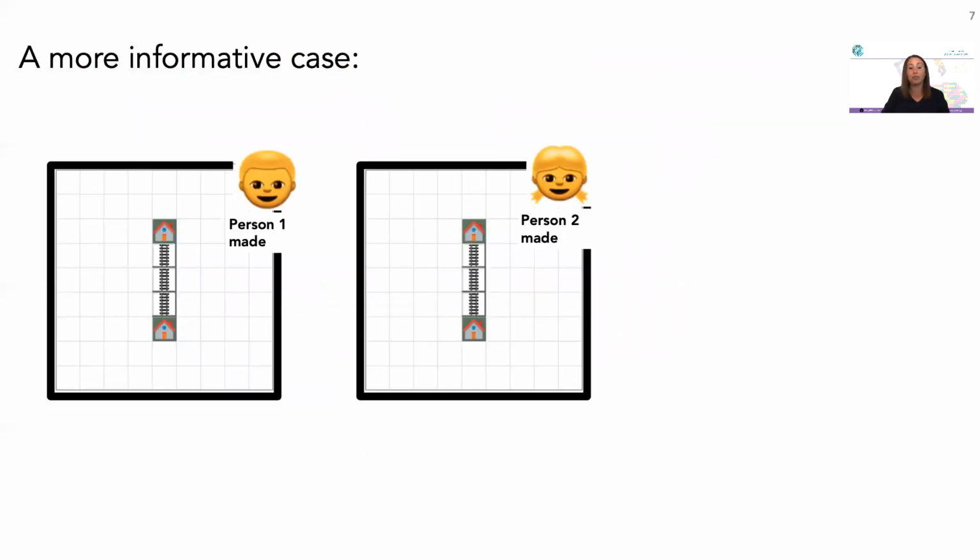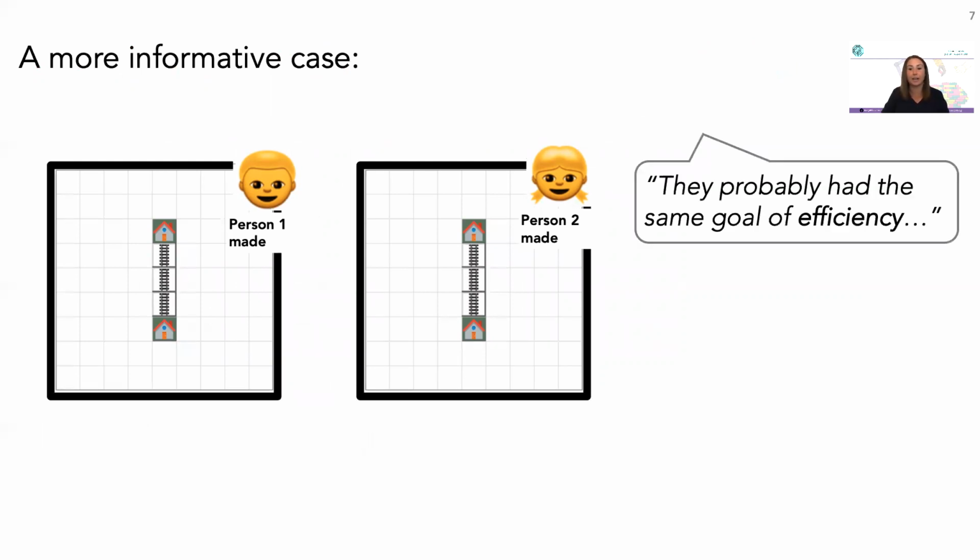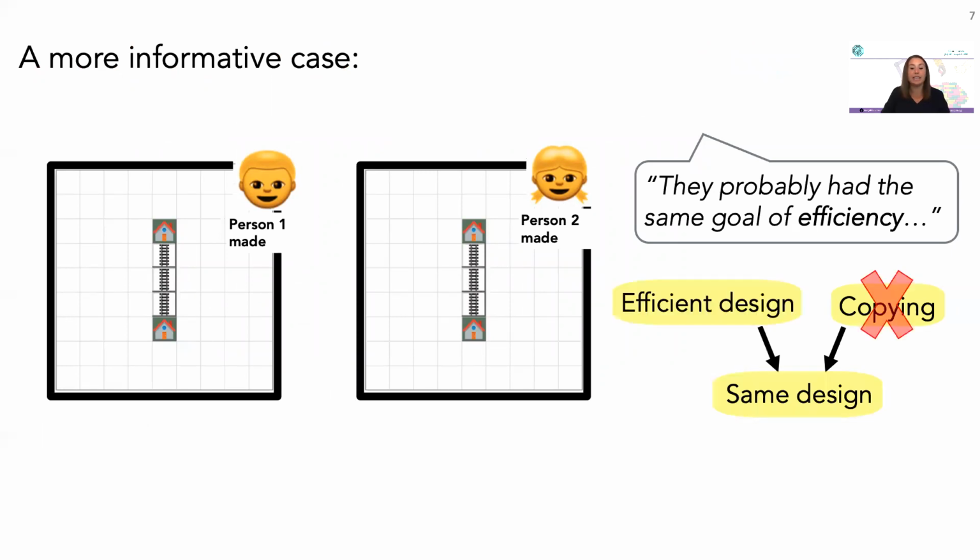But let's consider this more informative case. Imagine that the people built these two train tracks. Now, do you think someone copied? Here, the tracks are still identical, but you probably made a different inference. It's not so clear that anyone copied in this case because this is the best answer. It's the most efficient way from A to B. So this suggests that you're using a more complex reasoning process than just detecting similarity. Instead of just reasoning that copying led the people to make the same design, you're using efficiency as an alternative explanation. And because the goal of efficiency can explain how they made the same design, this weakens the evidence of copying. This explaining away is a hallmark of rational causal inference.